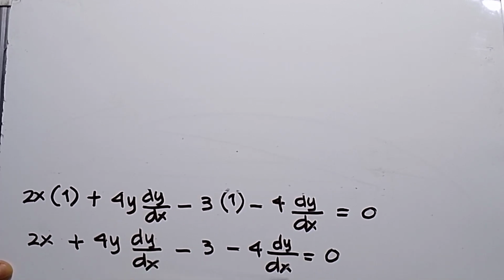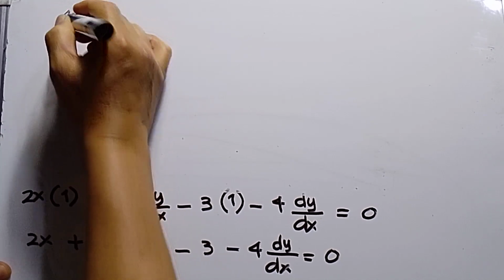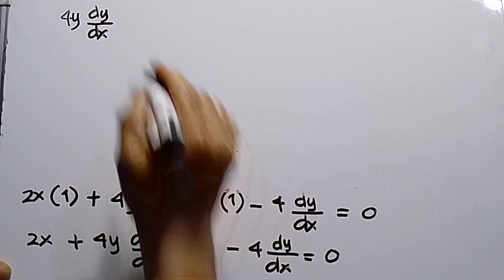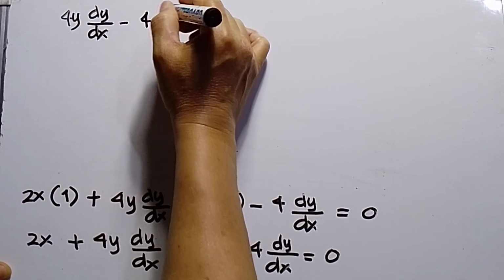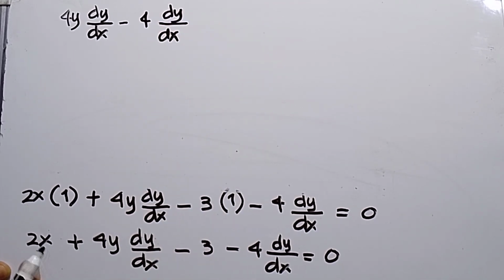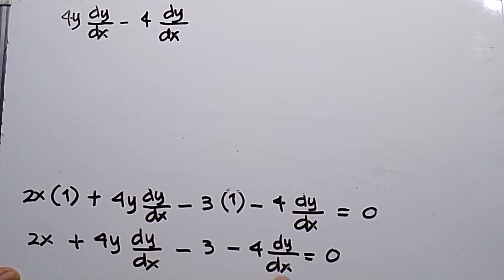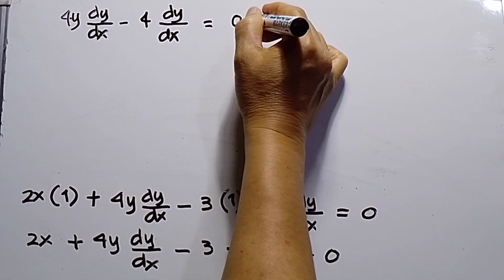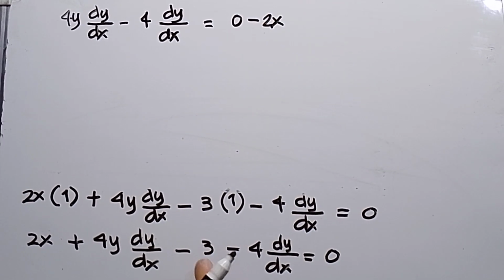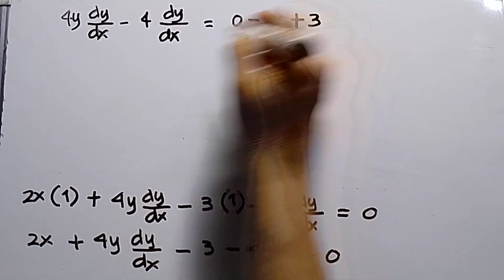Okay, so combine dy over dx. This will be 4y dy over dx, then minus 4 dy over dx. And then I need to transpose the term without dy over dx. So this one, positive 2x, will be 0 minus 2x. Then transpose negative 3 to the right. This will be plus 3.